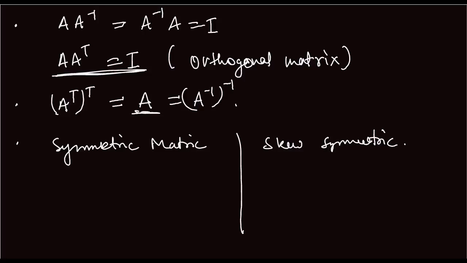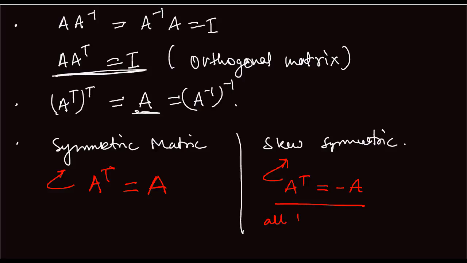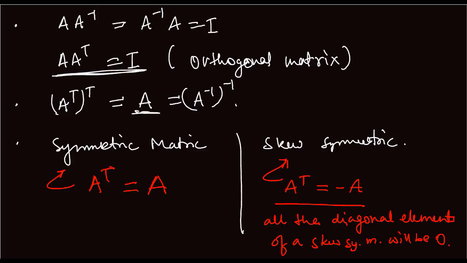Okay, so the main difference between these is how they deal with transposes. If A transpose is equal to A, then this is a symmetric matrix. If A transpose is equal to minus A, then this will be a skew symmetric matrix. If this is true, then you have to remember that all the diagonal elements of a skew symmetric matrix will be 0.